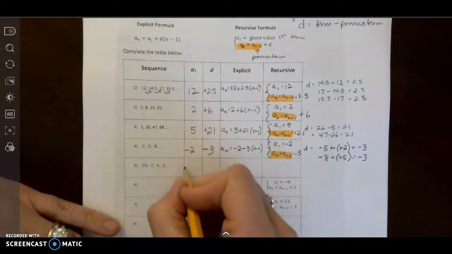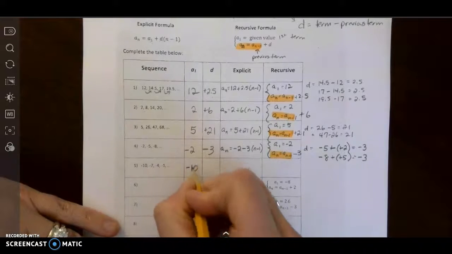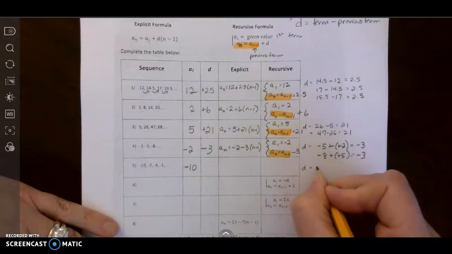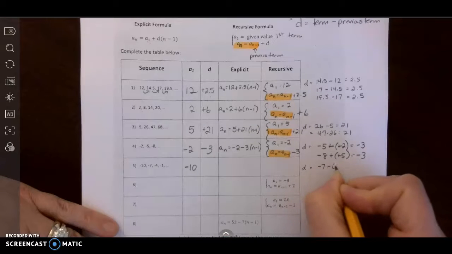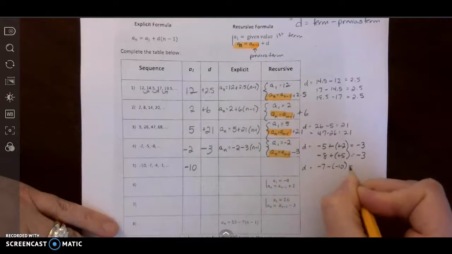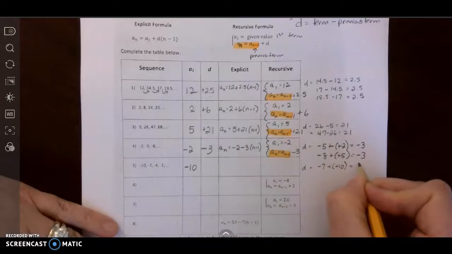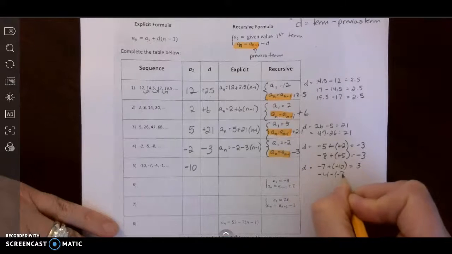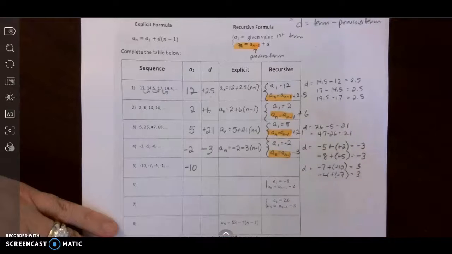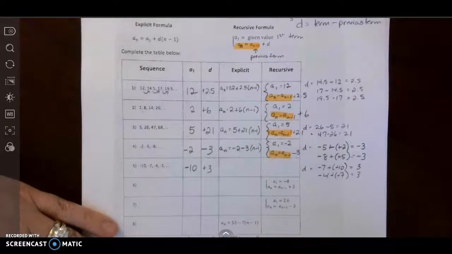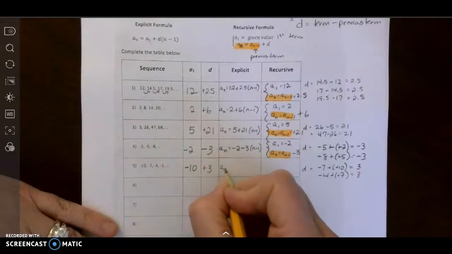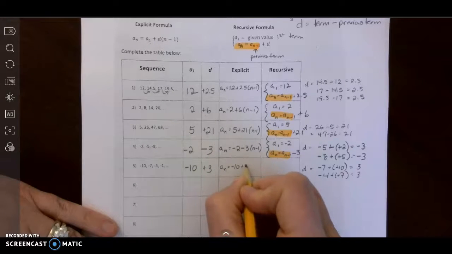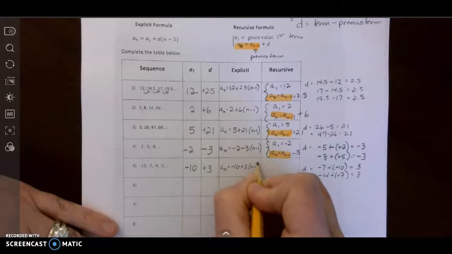Number 5. First term is -10. If you're not sure what's happening here, constant difference is always term minus previous term, which would be 3. Let's try it on the other one, -4 minus -7, and I get 3, so plus 3. So a sub n is -10 plus 3 times n minus 1.